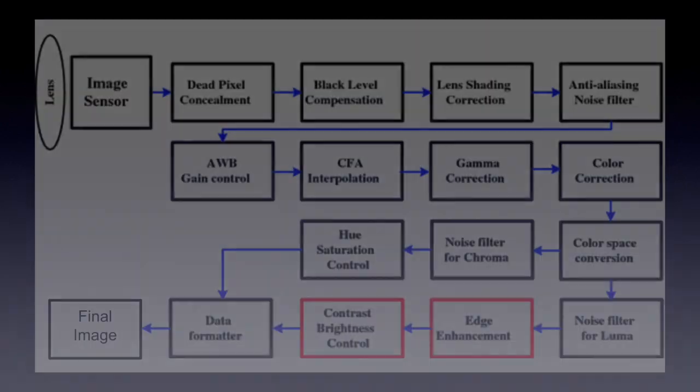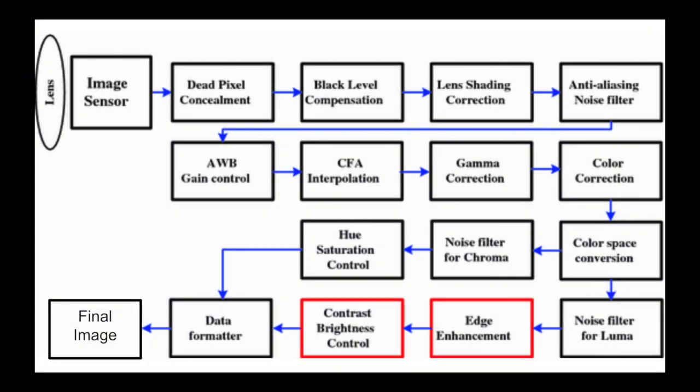Let's get started. To recap, so far we've covered how a camera converts light into a Bayer domain image, how to correct dead pixels, how to compensate for black levels, how to adjust for lens shading, what an anti-aliasing filter is and how to apply one, how to apply auto white balance gain control, how to convert the Bayer domain image into a full RGB image, how to adjust the lightness scale to make a more visible image, how to convert color spaces from RGB to YCbCr, and finally, how to apply a noise filter to the two chroma channels.